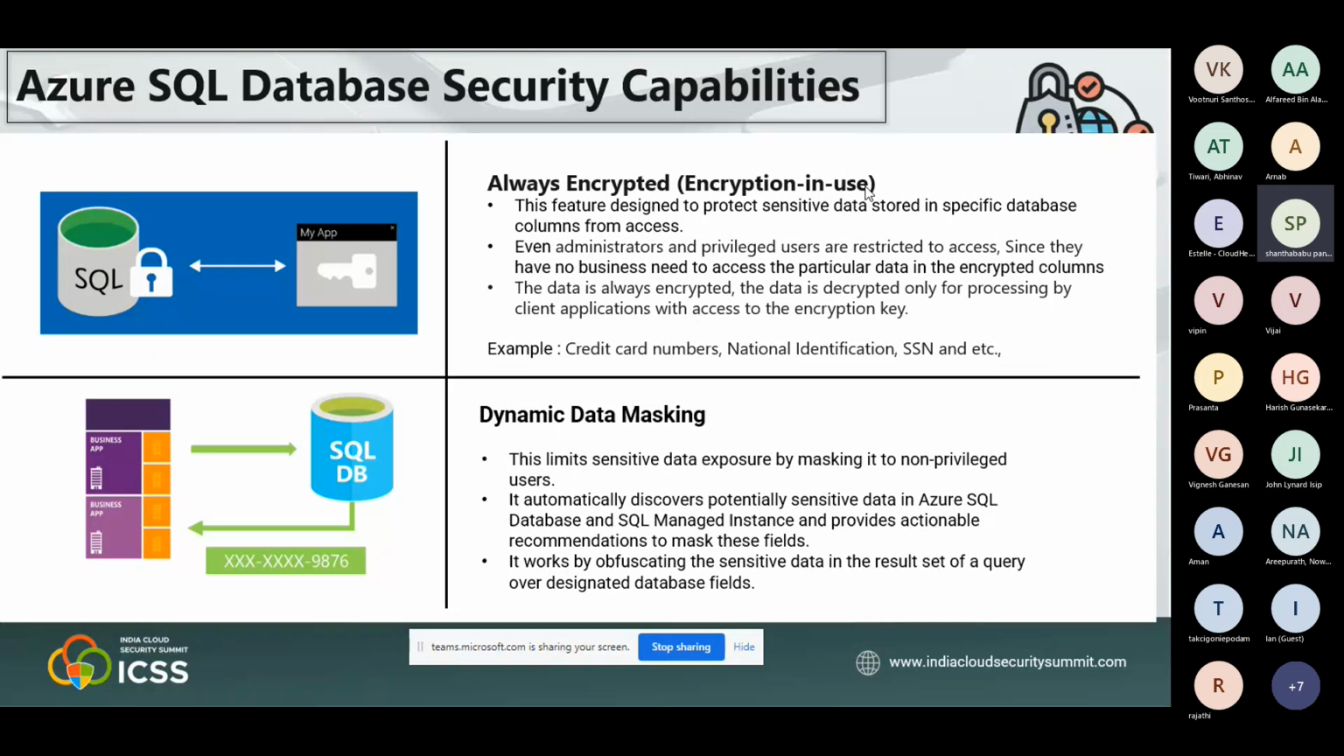And here, as I mentioned, the credit card numbers, national identification number, SSN number, and any other things, Aadhaar card number, whatever it is, that needs to be always encrypted in your space, right? So always encrypted, protect the data, store specific database columns from the access. That's it. It's fixed. You cannot touch anything, right?